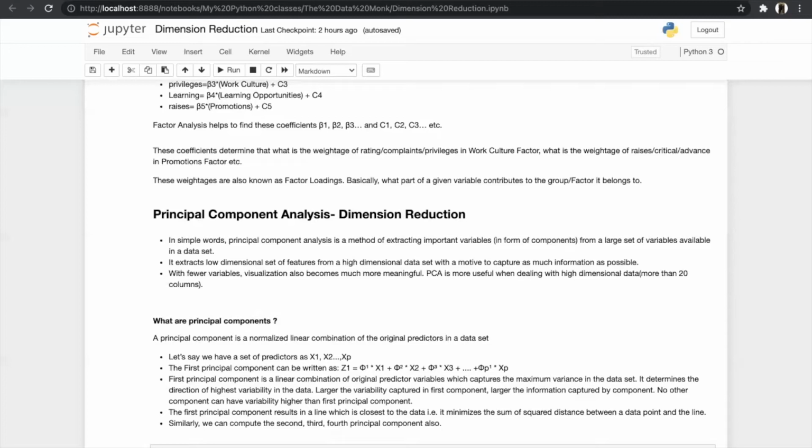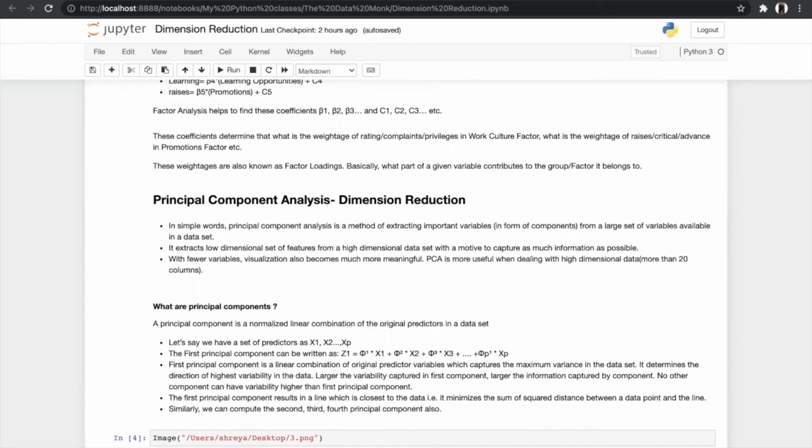The first principal component is a linear combination of original predictor variables which captures the maximum variance in the dataset. It determines the direction of highest variability in our data. The larger the variability captured in the first component, the larger the information captured by the component. No other component can have variability higher than the first principal component. The first principal component results in a line which is closest to the data. For example, it minimizes the sum of squared distances between the data points and the line. Similarly, we can compute the second, third, fourth principal components with the same formula for linear combination.